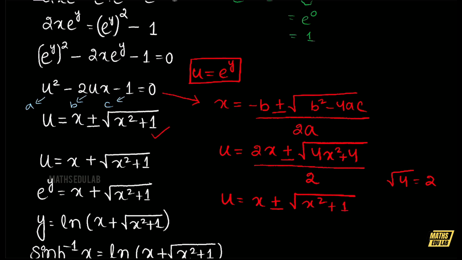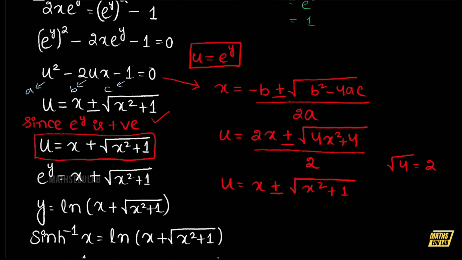Then in the next step, I have taken the positive value only. Here I am writing the reason for taking the positive term: e to the power of y is a positive value. So I have considered u is equal to x plus root over x square plus 1. Then, as we have substituted the value of u as e to the power of y, again I will change this u to e to the power of y.